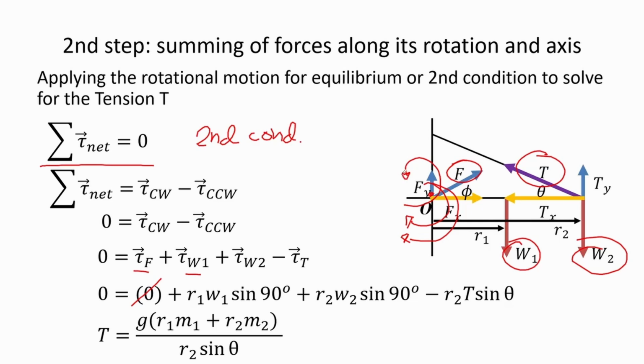Then we expand the equations and see that the angles between the lengths R1 and R2 and the weights 1 and 2 are the same, which is 90 degrees. The sine of 90 degrees yields a value of unity, or 1. So we can simplify the equation for the tension as shown here. However, the angle theta is unknown and we need to find it first so that we can solve the value of T.